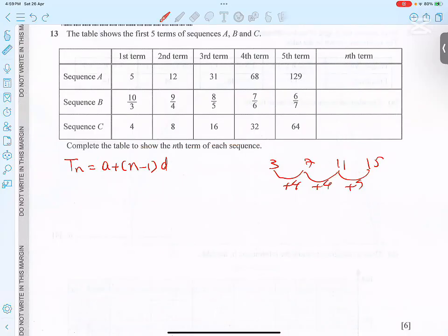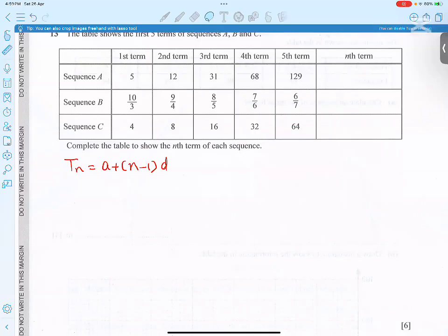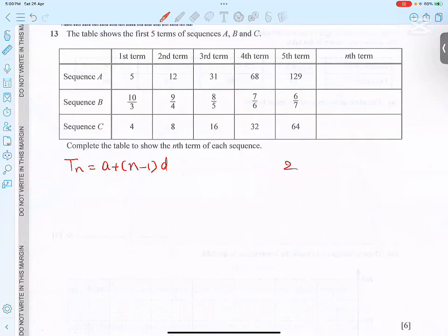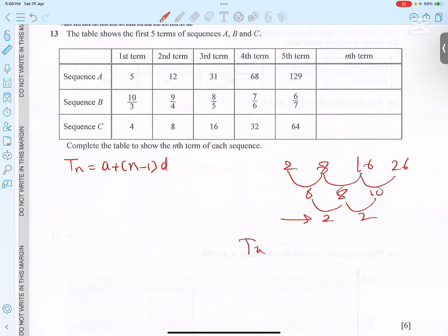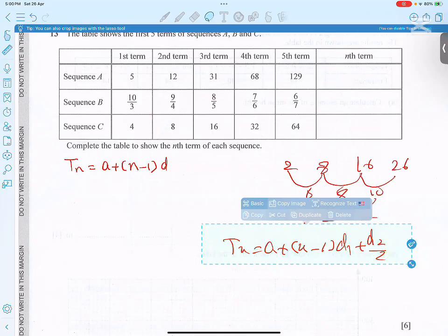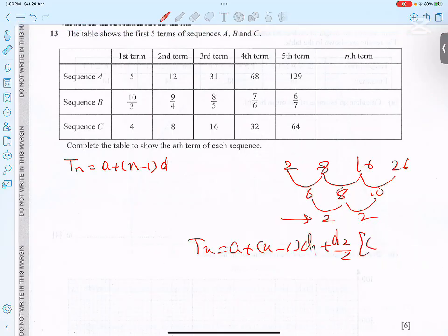But if the first layer is not the same, for example 2 plus 6, I got 8, plus 8, I got 16, plus 10, 26. Here, plus 2, plus 2. So the second layer is the same, so we apply the formula a plus n minus 1 into d1 plus d2 divided by 2 into n minus 1 in the bracket into n minus 2. This is a formula.